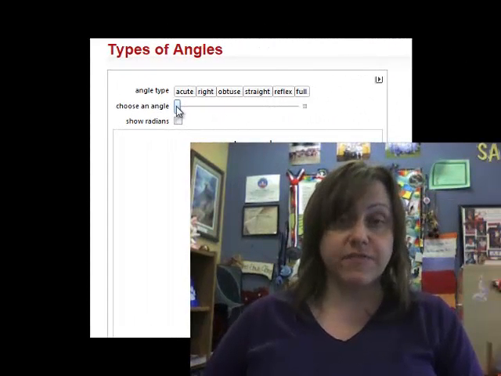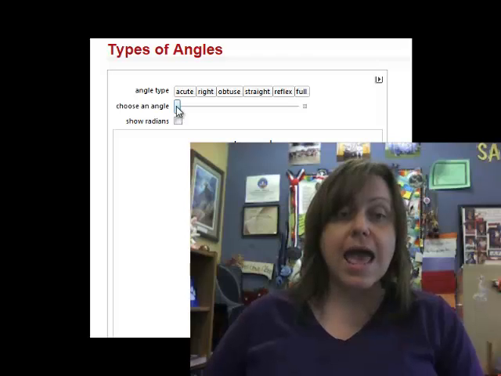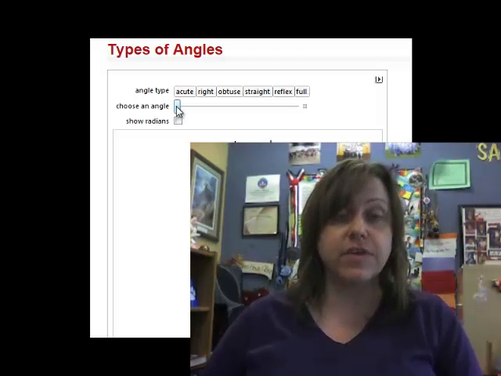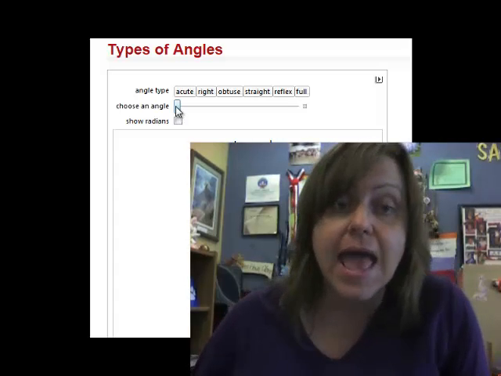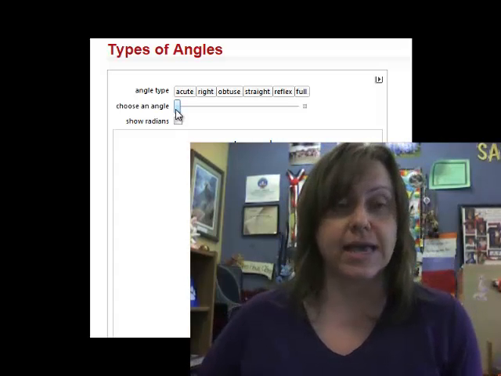So let's look at some types of angles. You've seen some of these before, and I want you to make sure in your notes that you write down examples. There are 4 different types of angles. You need to make sure you get their name and a picture of what an example would look like.